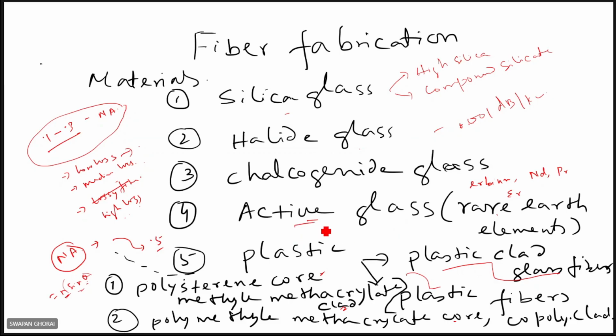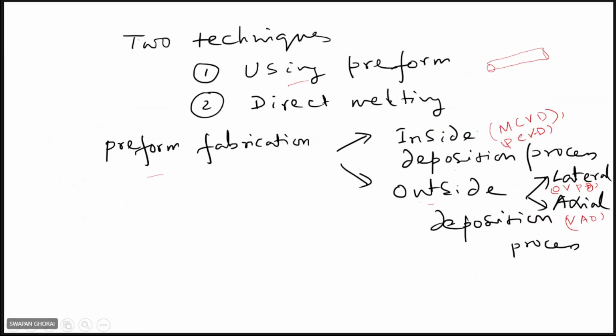That's why it's called an active glass. They can emit light, they can guide light, right? They can amplify the light. So those things are there, active glass fibers, right? So they are the different types of fibers. Now let us see their fabrications.